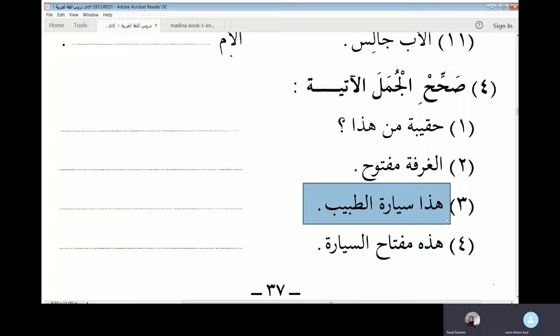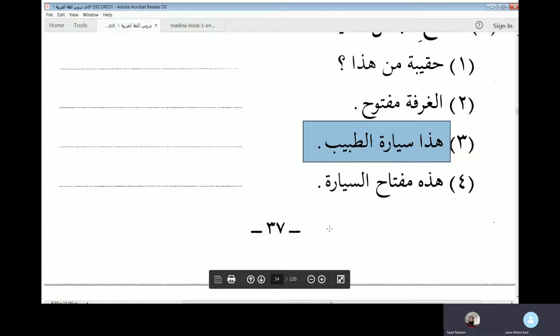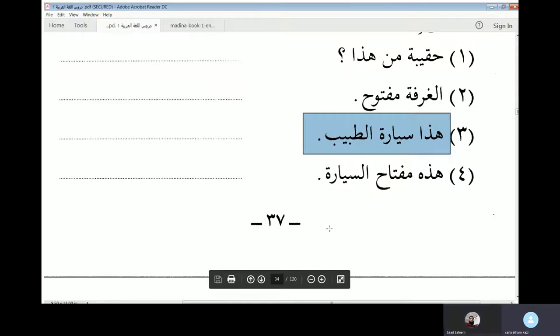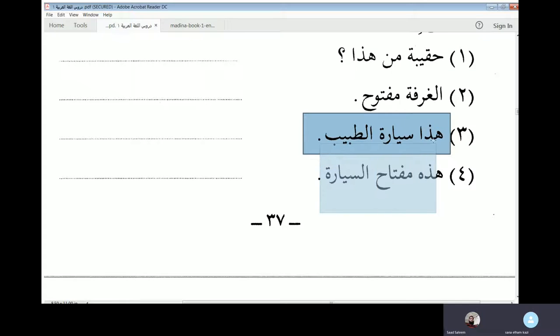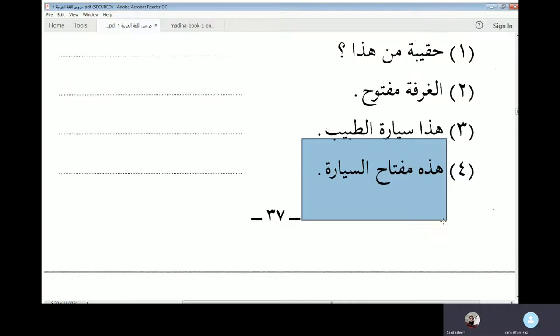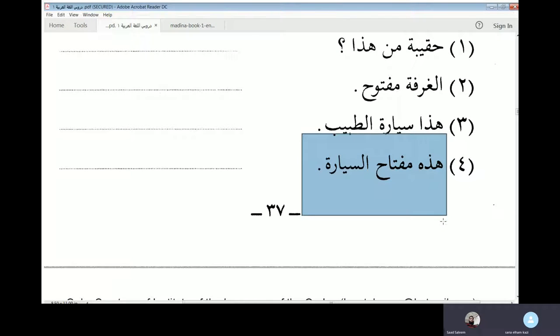Hadhihi sayaratut tabibi. Siyaratut tabibi. Okay. And hadhihi miftahus siyarati.